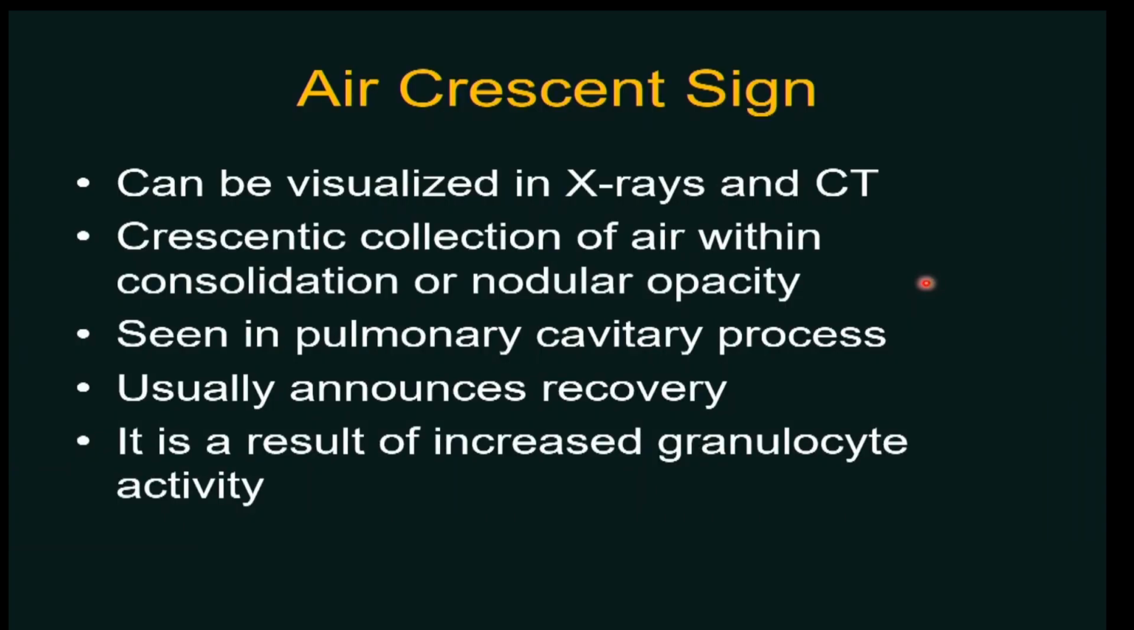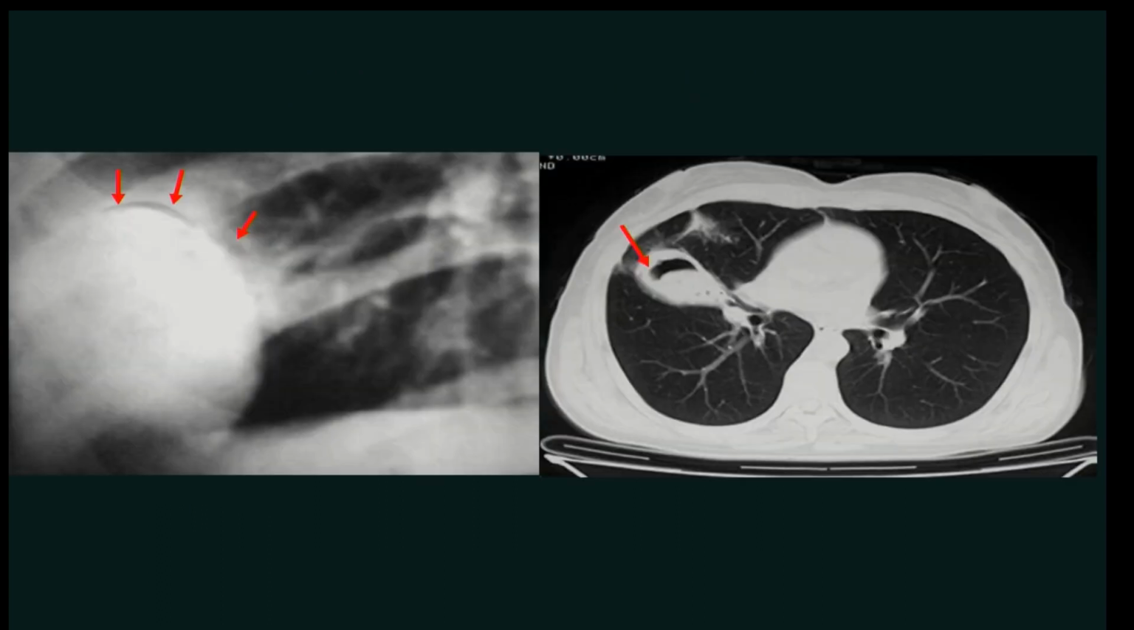Second important sign is the air crescent sign. This is usually seen within a cavitary process or a cystic or hydatid cyst which communicates with the bronchi, and there is a thin crescent of air in the opacity. As you can very well see here, there is a thin crescent. This is the case of a hydatid cyst with a thin crescent sign. This is a fungus ball, a thick-walled cavity with a crescent sign here.